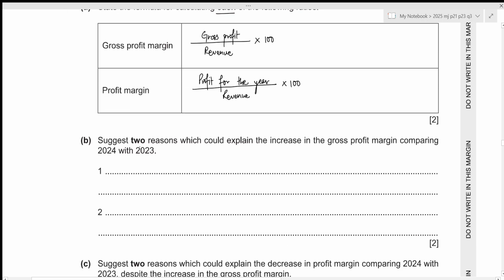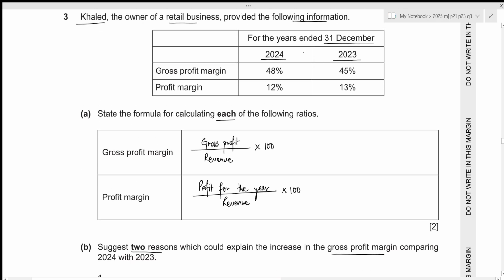We now need to suggest 2 reasons which would explain the increase in the gross profit margin comparing 2024 with 2023. If we take a look above, we can see that in the year 2023, our gross profit margin was 45%, but in the year 2024, it has increased to 48%. So if we want the total gross profit margin ratio to increase, either the numerator factor should increase or the denominator factor should decrease. So the very first thing is that our gross profit has to increase.